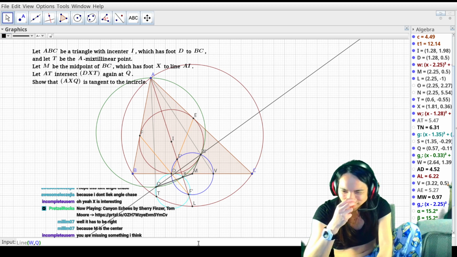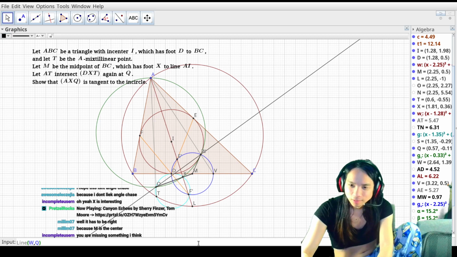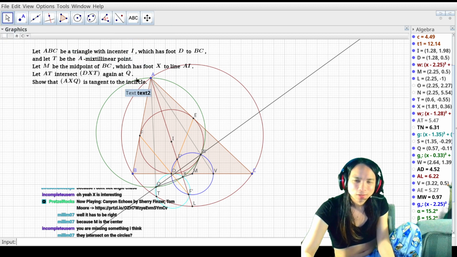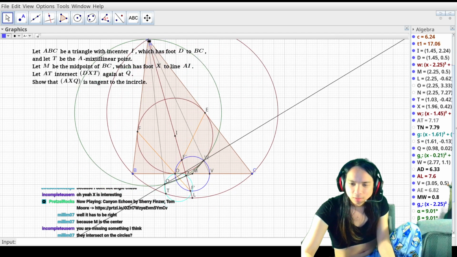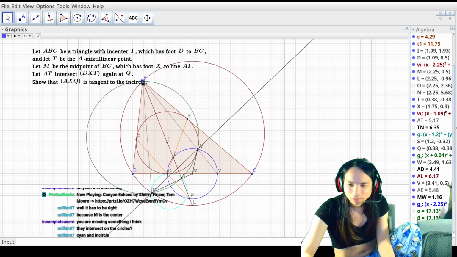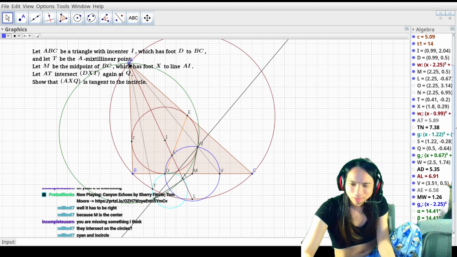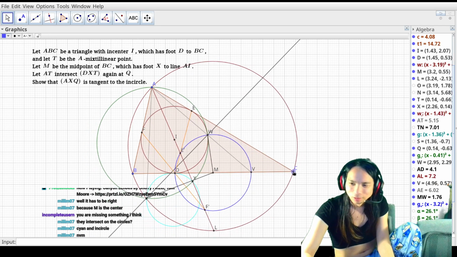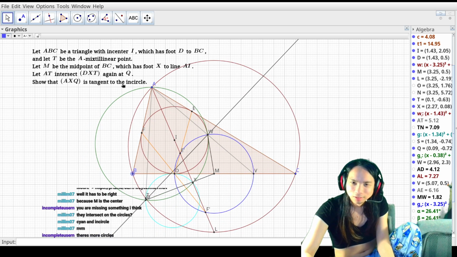Wait, am I insane? AWQ is right? No, it's not. But... Wait, M, X, Q are not actually collinear. How did I mislead myself into thinking this before? Oh, I need to change the diagram a lot. That's going to be really annoying if they're not collinear.